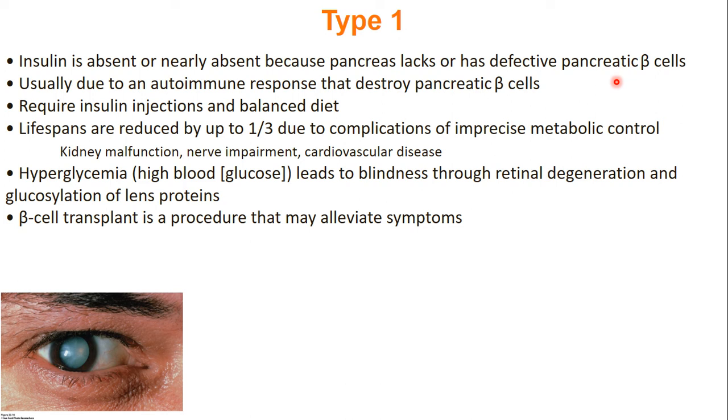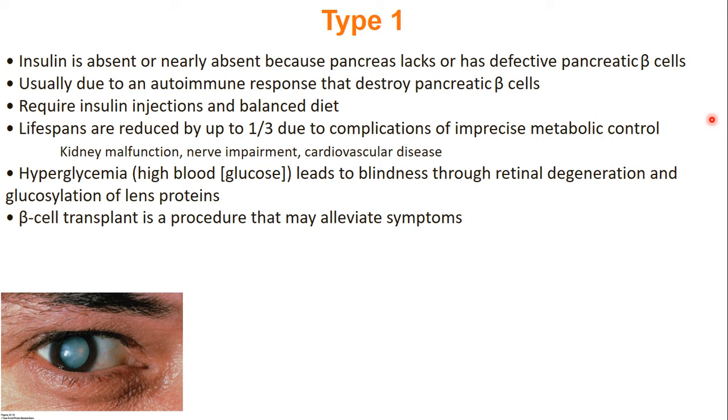A lot of the times, this is due to your own body accidentally seeing that your beta cells are a foreign invader. The antibodies will stick to it, and you'll have an autoimmune response that will kill off your beta cells. And so this is manageable. You just need insulin injections and you need to eat a balanced diet. But individuals with type 1 diabetes usually have a lifespan that is reduced by 1/3 because there's a lot of complications. And also, there's not as good of control of metabolism when you're giving yourself shots.